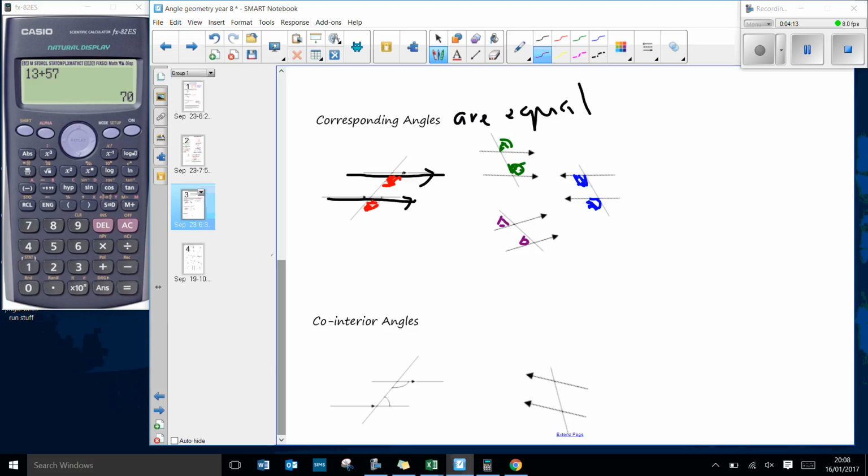Co-interior angles. Co-interior angles are a little bit different. Co-interior angles add to 180 degrees. And here are our parallel lines. And you will see that the co-interior angles, one is underneath the parallel line, one is above it, but they are on the same side of the transversal line. So on this diagram, we would have this angle and this angle. And as I said, those angles are slightly different, they add to 180.